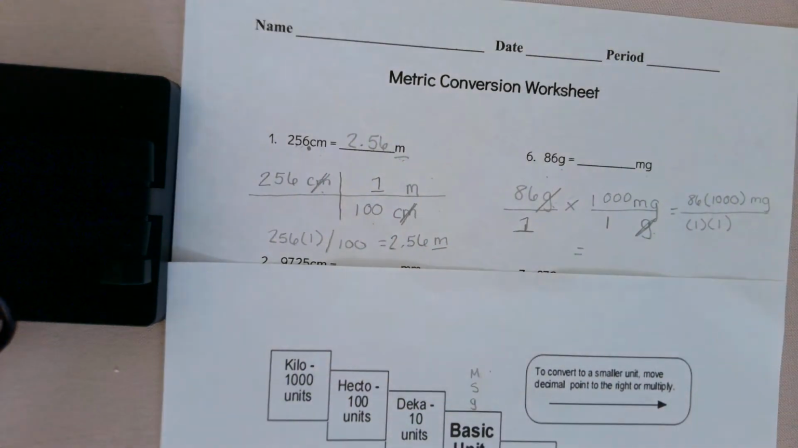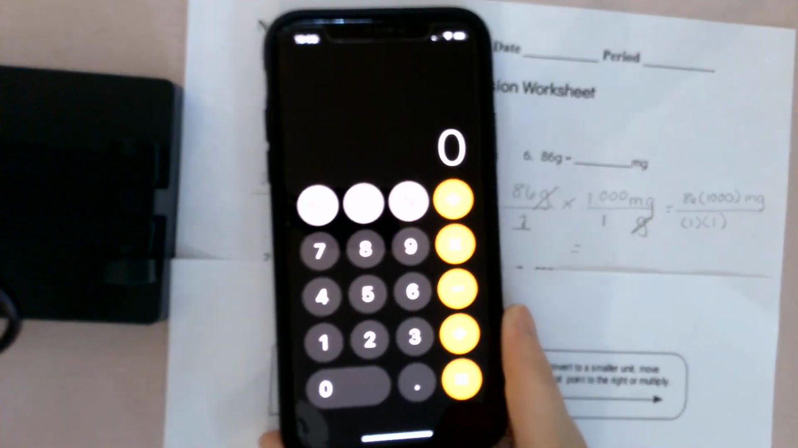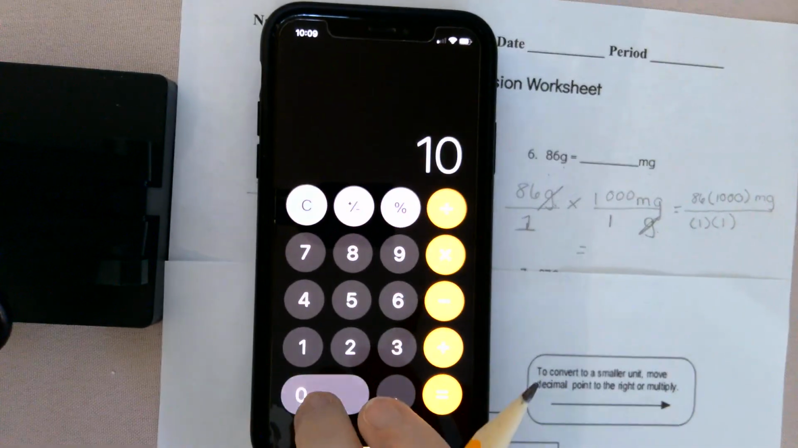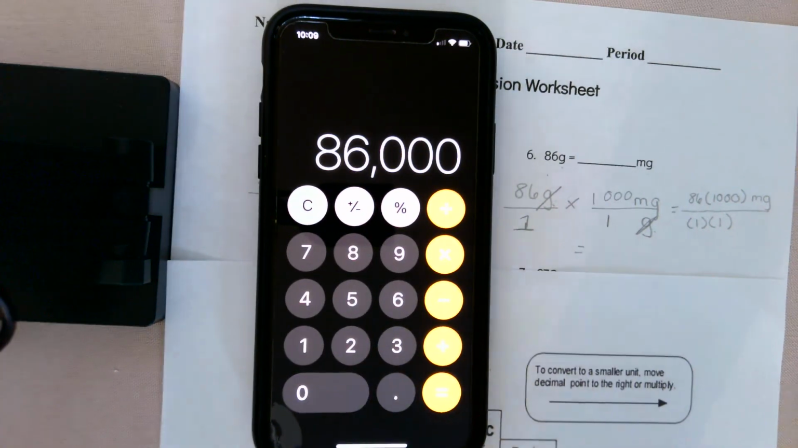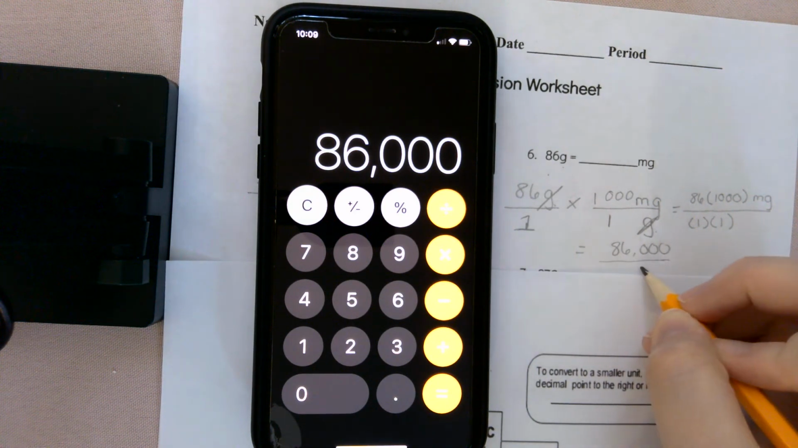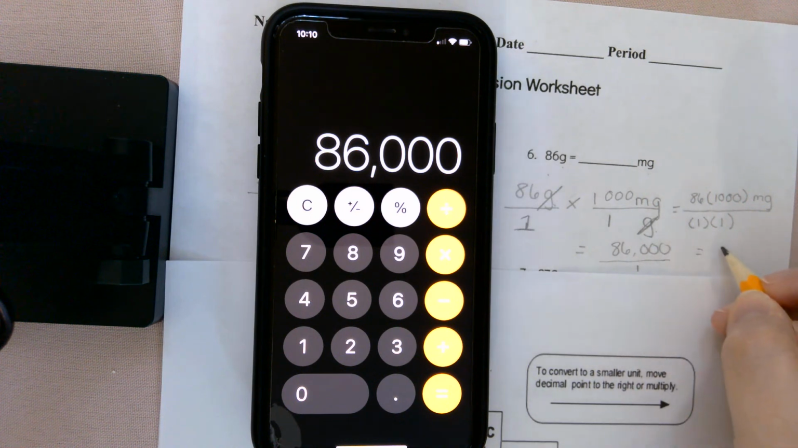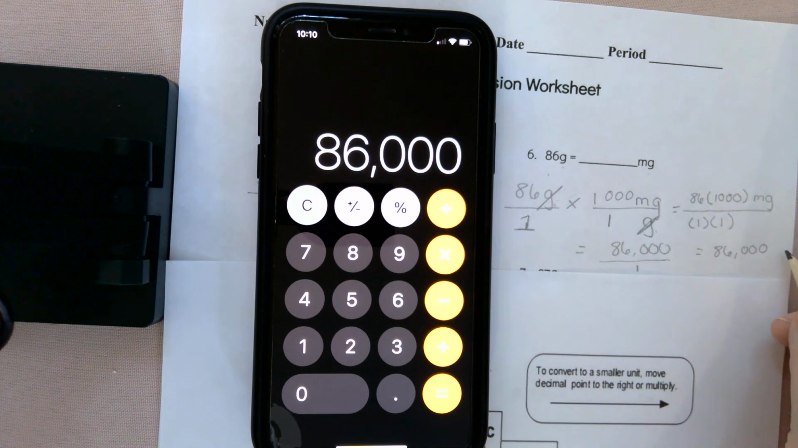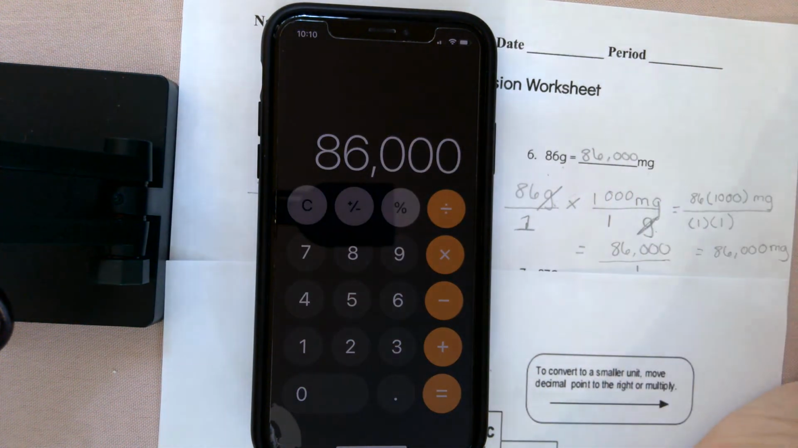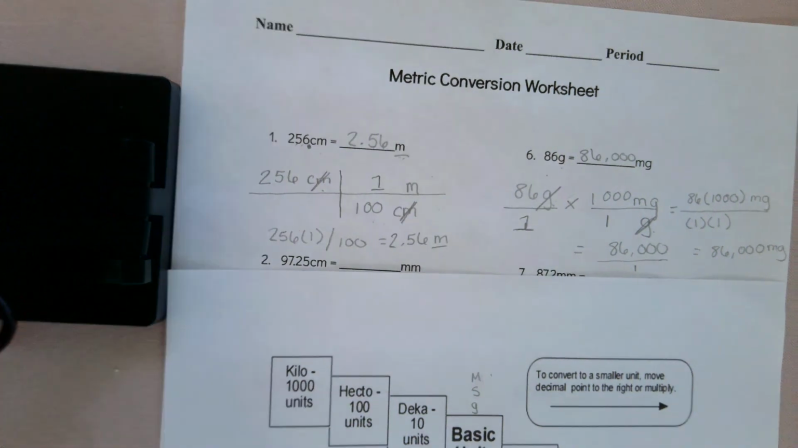If we type it into our calculator here, I'll show you. I think you guys know how to use a calculator, but just in case, all we would have to do is type in 86 times 1,000, which would give us 86,000. And then 1 times 1, of course, is 1. So that's just 86,000 milligrams. Okay, so that's our answer. That's the dimensional analysis way. We got to know how to do it that way.